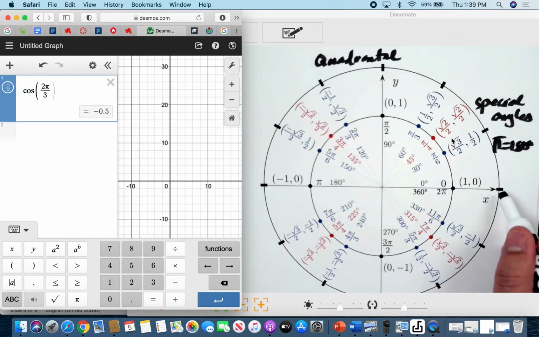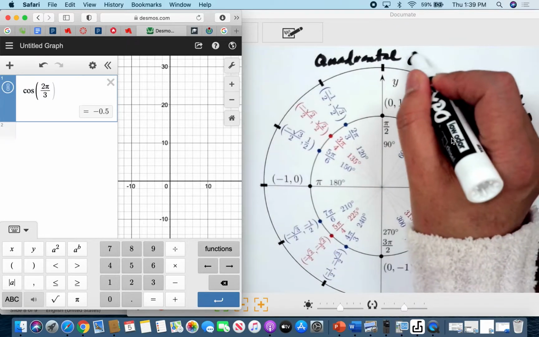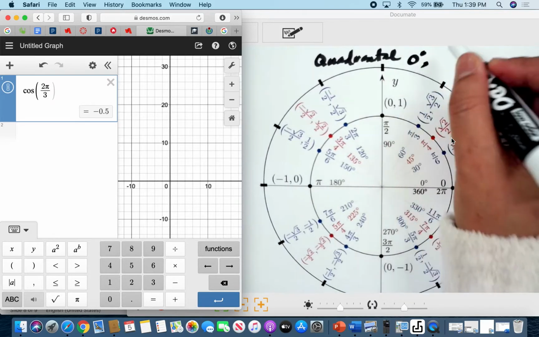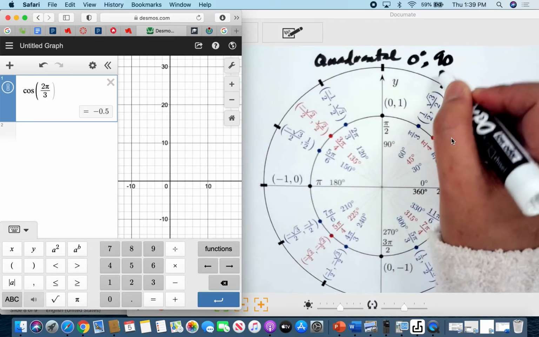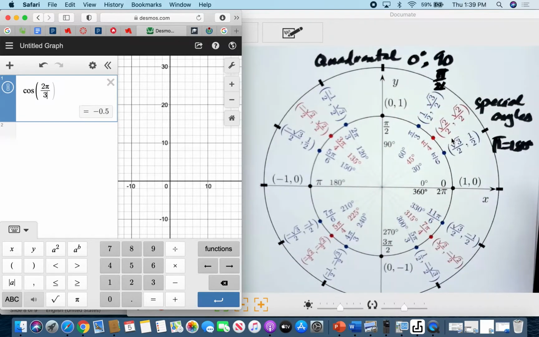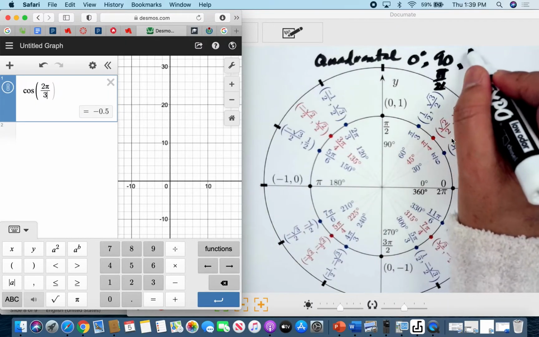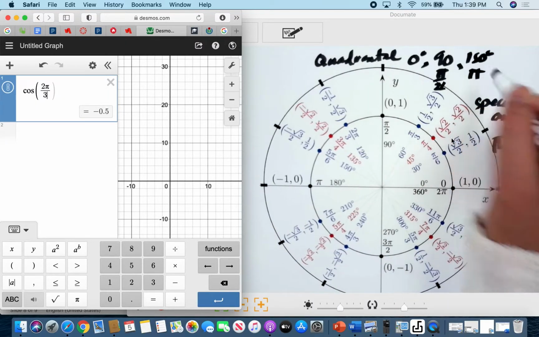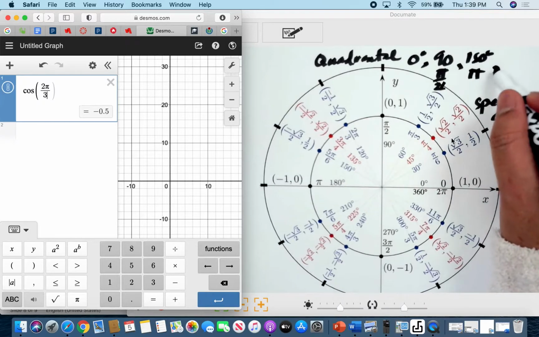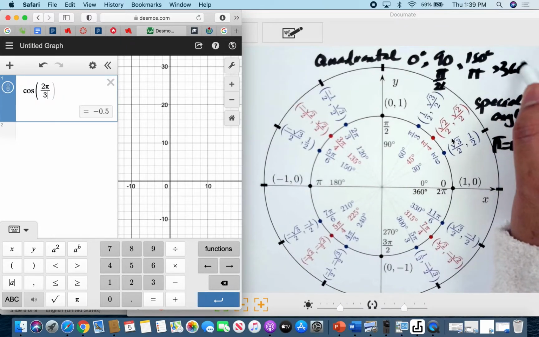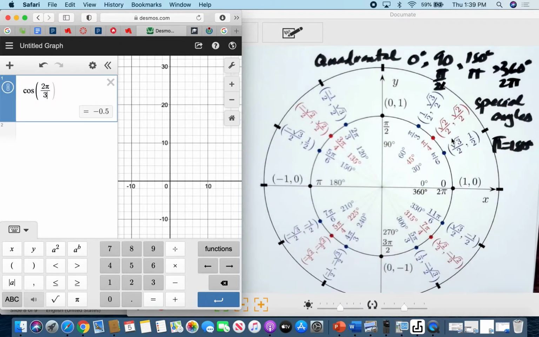So therefore, we refer to 0 degrees. Okay, we refer to 90 degrees or pi over 2. Okay, and then we refer to 180 degrees or pi. And we refer to 2 pi or 360 degrees. So these are called quadrantal angles.